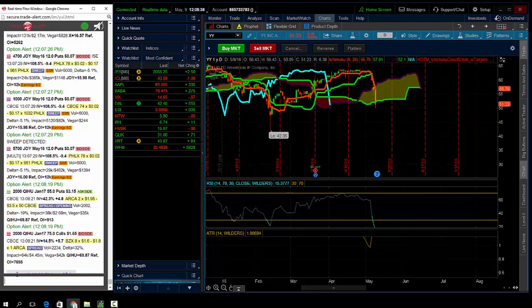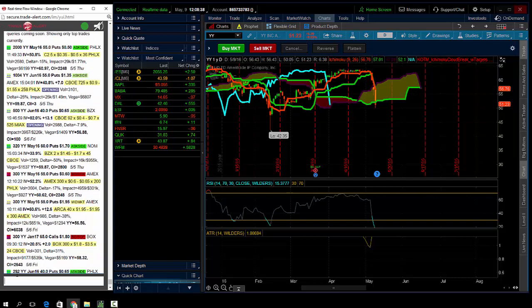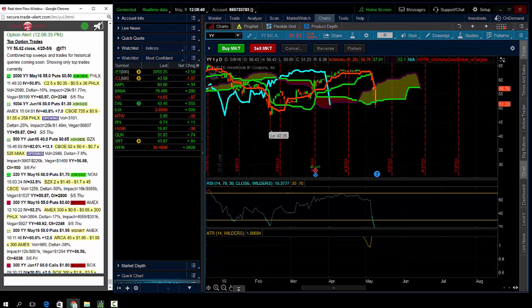So I put in a little code here. I have double Y and then I see a big institutional order on Cinco de Mayo, May 5th. The institution bought 2,000 of the May 55 puts for 50 cents. So that's a $100,000 bet. Volume was less than open interest, so I did not take a trade in this one.